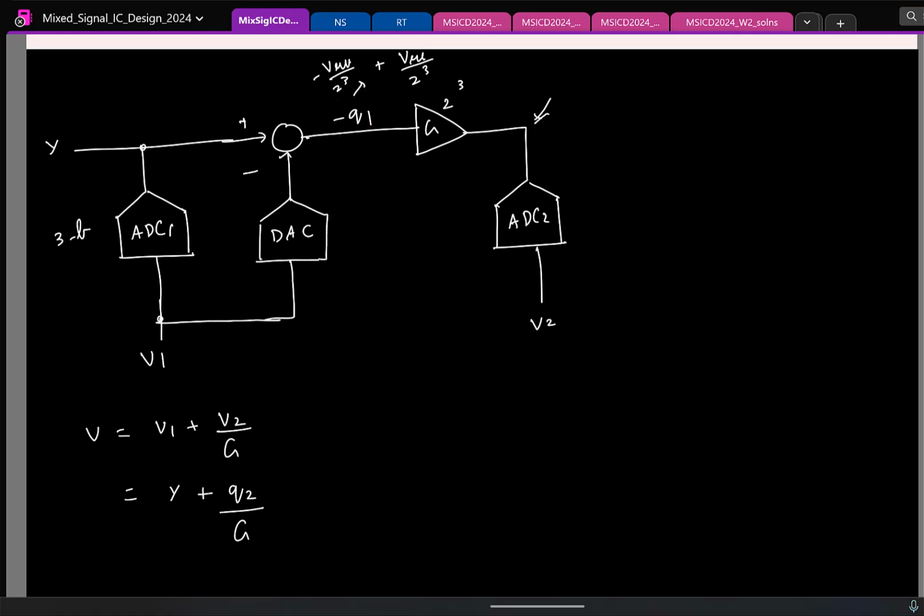So the maximum gain I can have here is what? Here the maximum gain I can have is 2 power 3. So this is really crucial. You have to ensure that the signal swings here are within the range for the second ADC. Otherwise, this entire principle will miserably fail.